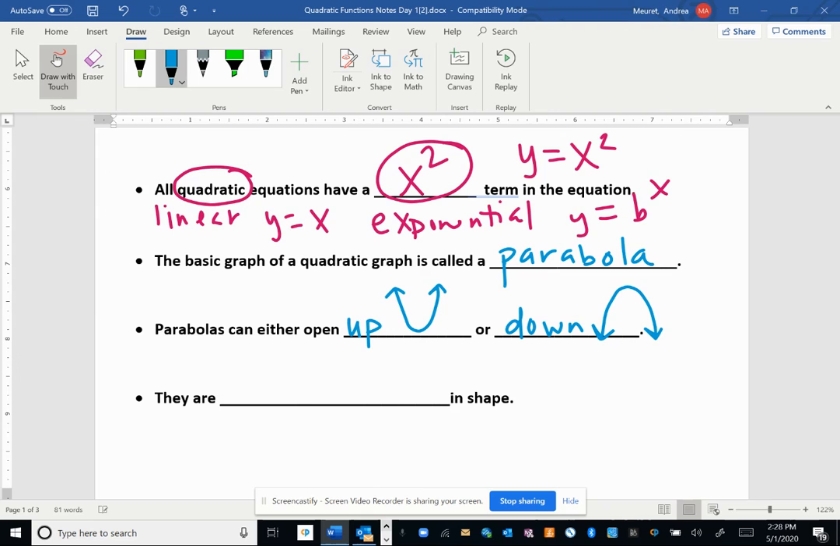And all parabolas, they are symmetric in shape. So what that means is that one side of the parabola looks just like the other side. So there's like a line of symmetry going down the middle. So they're the same on both sides if I drew that perfectly. And that is our first part of quadratics.